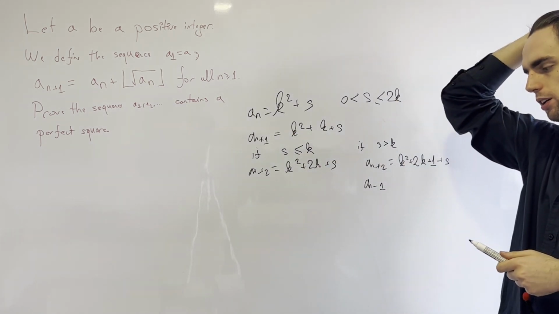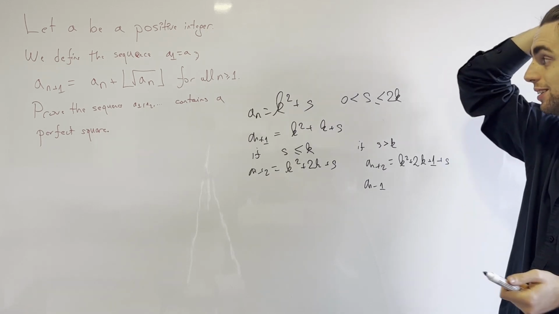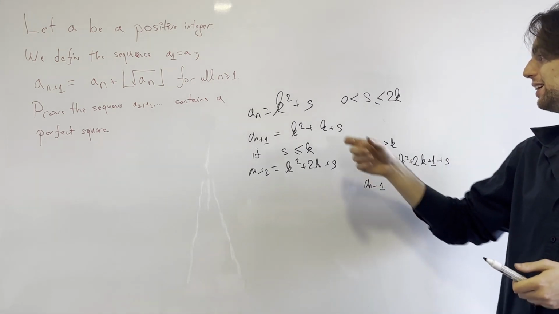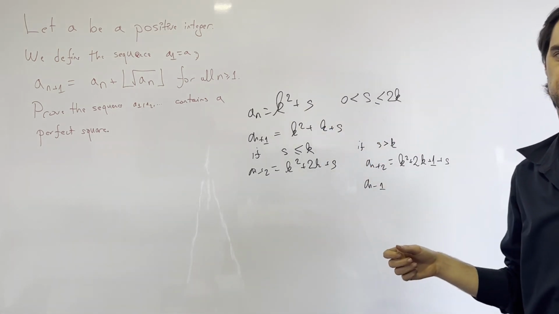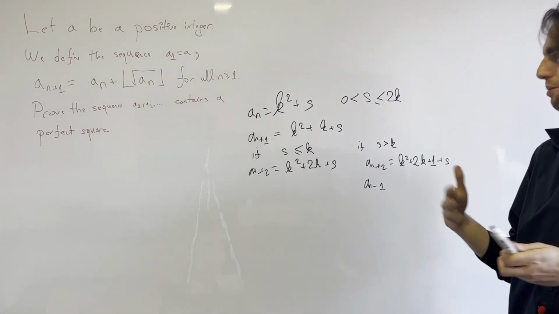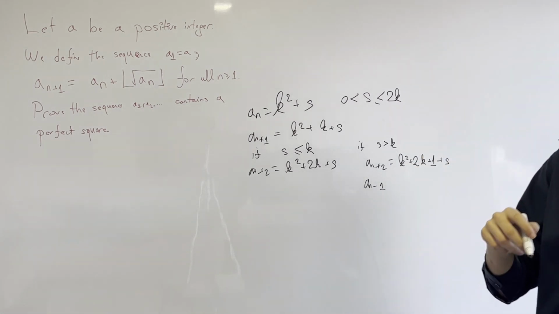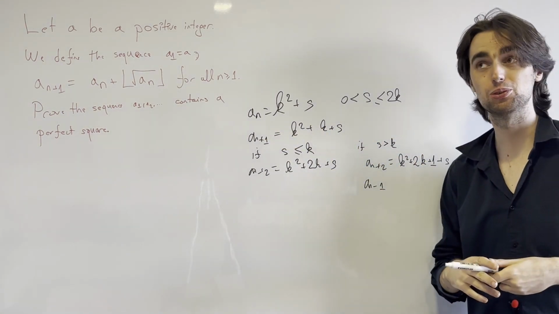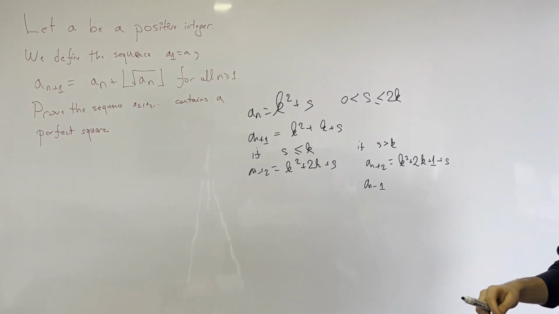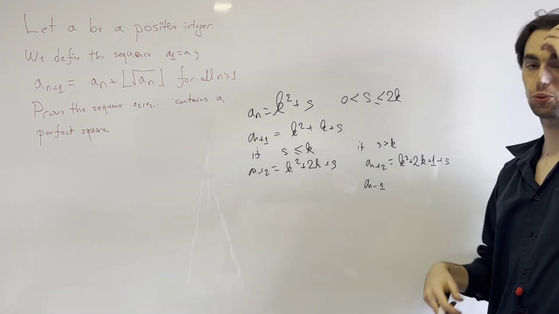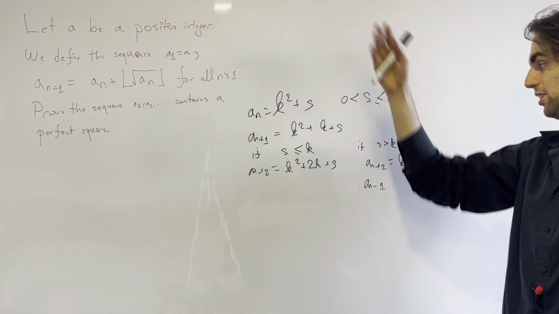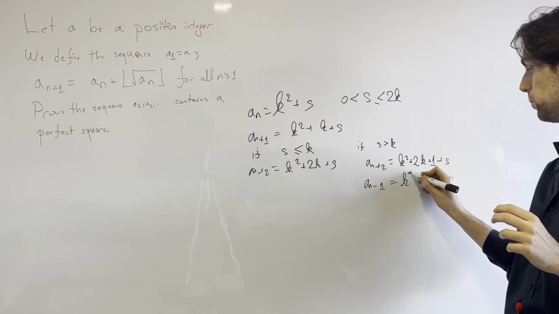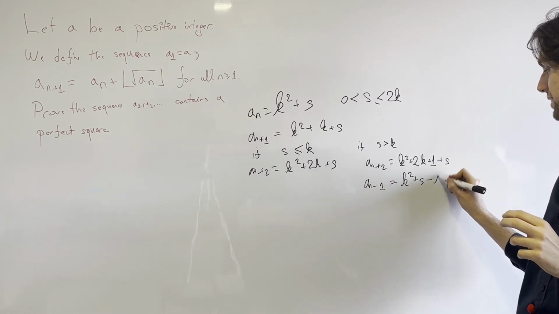If it was k minus 1, then the s here couldn't be bigger than k. Because we added k minus 1 to it, and a_{n-1} was of the form (k minus 1) squared plus some t, where t was less than or equal to 2 times (k minus 1). So we were to add k minus 1 at most, we couldn't really get over to that point. So a_{n-1} is equal to k squared plus s minus k.